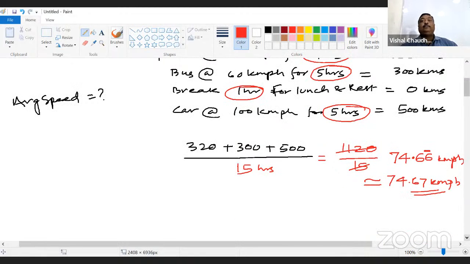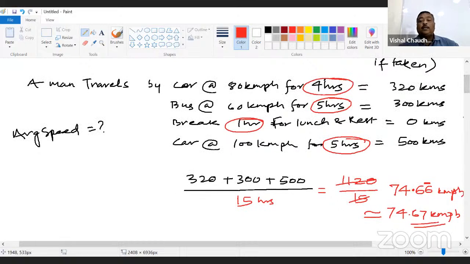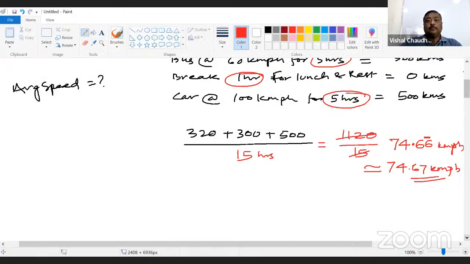Is it clear, guys? Is it clear, people? This is your average speed. Okay. Now one more thing. Average speed has one more formula. We will go with that.